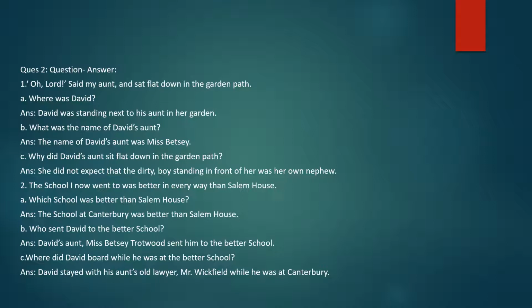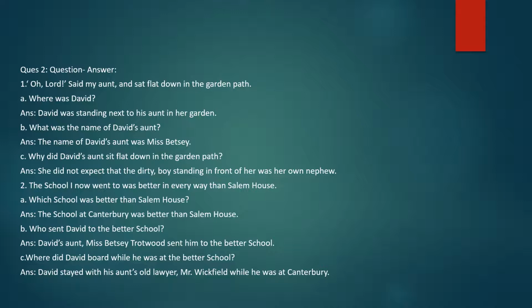Why? Because David was in very poor condition. His dress was not up to the mark. His shirt was dirty and his hair was not combed, so that's why she couldn't recognize him. So on the basis of this line, we have some questions. Our question number 1 is, where was David? Answer: David was standing next to his aunt in her garden.